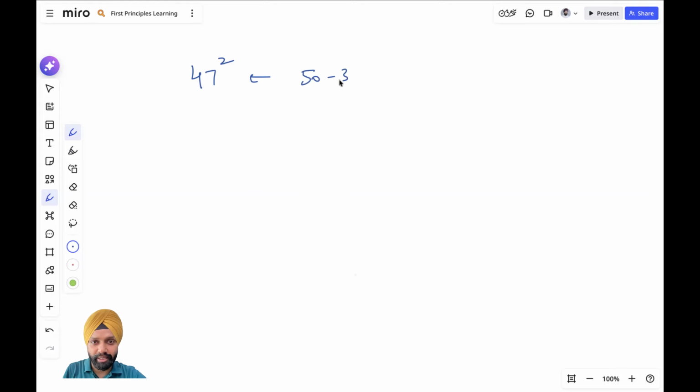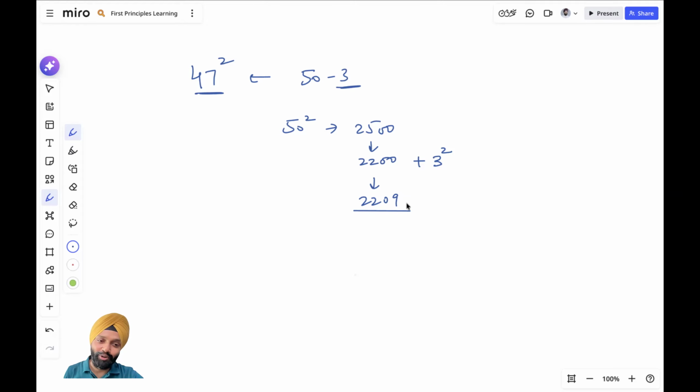So it's 50 minus 3. So 47 is essentially just 3 away from 50. Now you know the square of 50. It's 2500. That's easy to calculate. Now, since this is just 3 away from 50, subtract 3 from 25, you get 2200. And then just add the square of the distance, which is 3 square. So what you get is 2209. This is the square of 47.